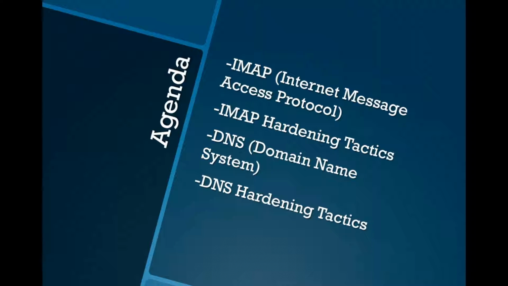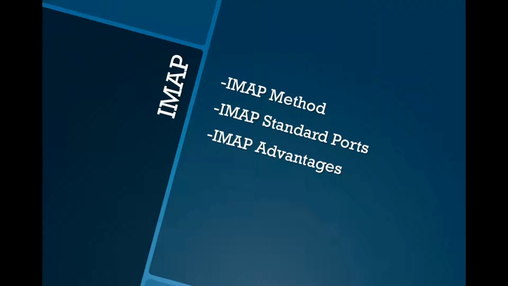So the agenda today: we're going to talk about IMAP, which is Internet Message Access Protocol. We're also going to talk about IMAP hardening tactics, and then we're going to talk about DNS, which is Domain Name System, and then DNS hardening tactics as well. Let's get into it. We're going to talk about IMAP first.